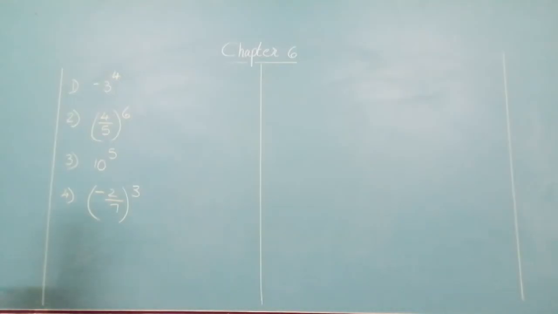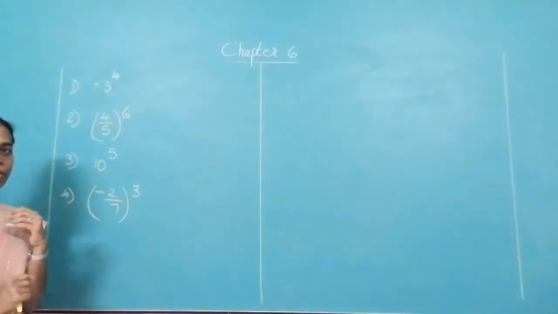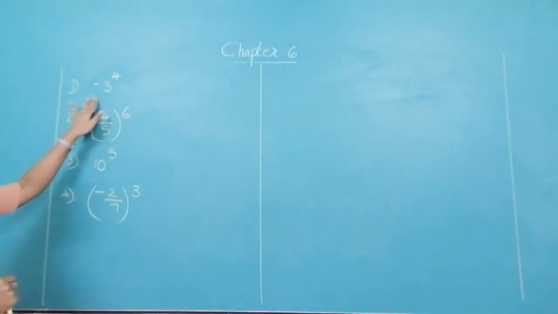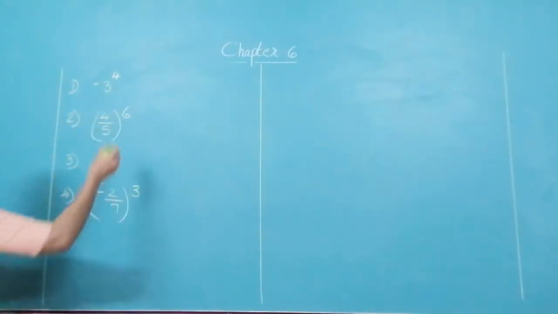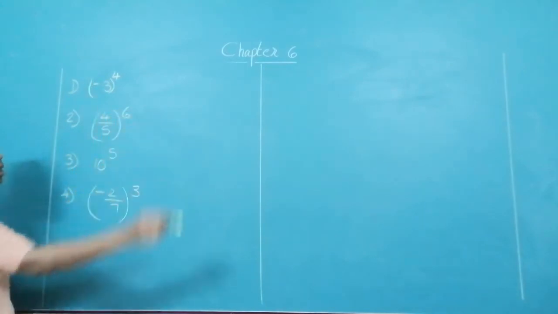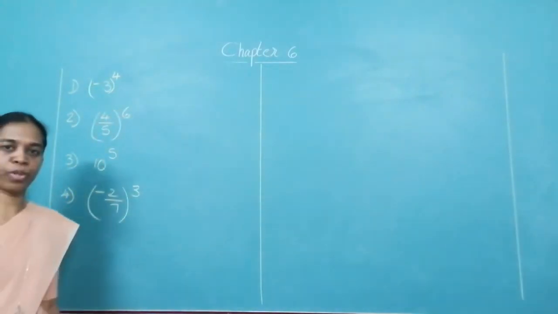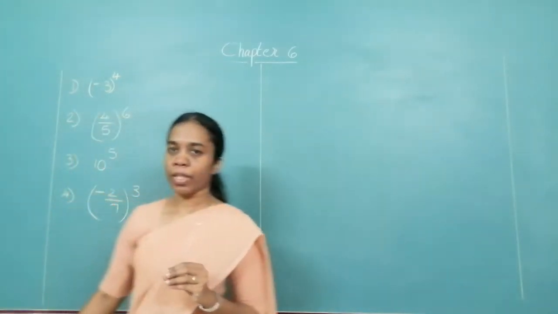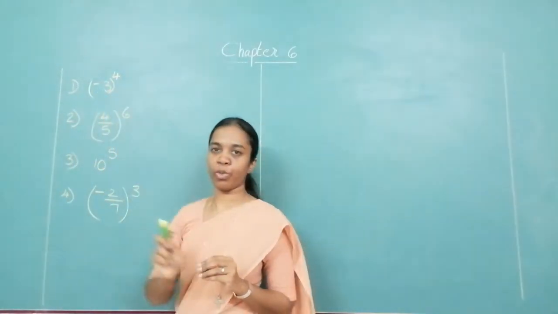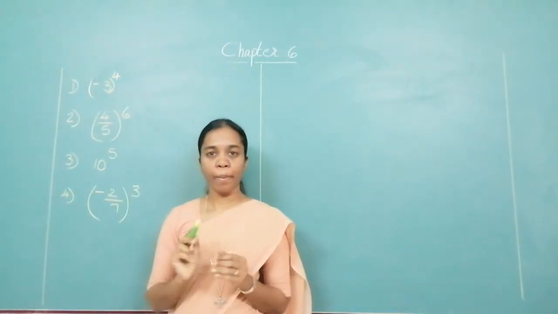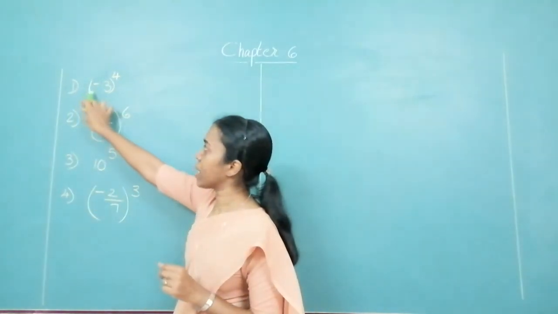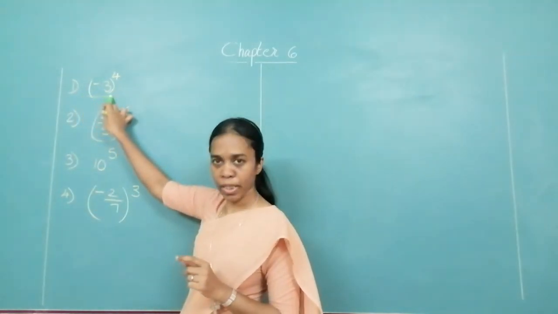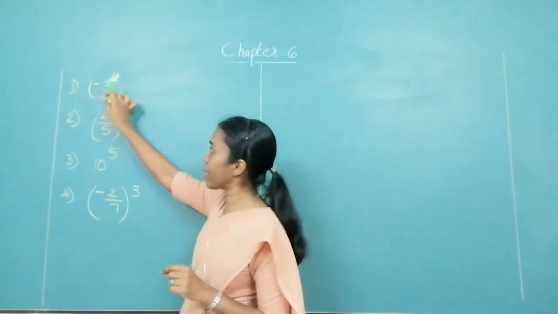Let us look at some examples over here. I have written minus 3 raised to 4. Now, can you tell me what is the base over here? Minus 3 raised to 4. What is the base? The base is minus 3. This minus 3 is the base, and what is the index?